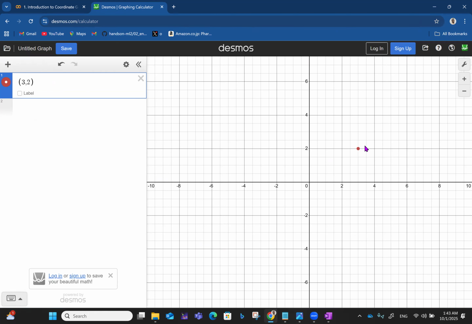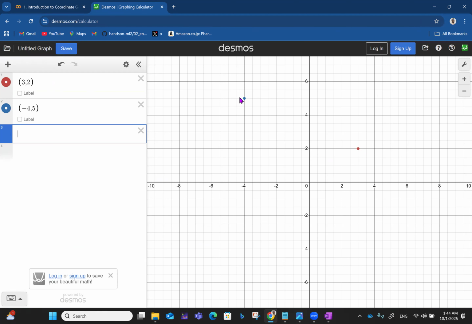Okay, so you see, it automatically appears there. 3, comma 2. So you can label it if you want to call it pointer or anything. So we can do that, but for now, maybe later we can do that. Then you need minus 4, comma 5.